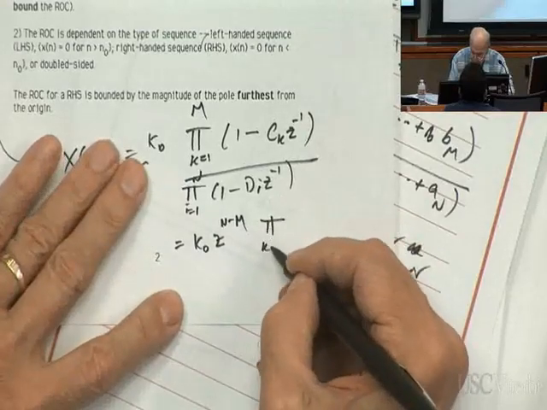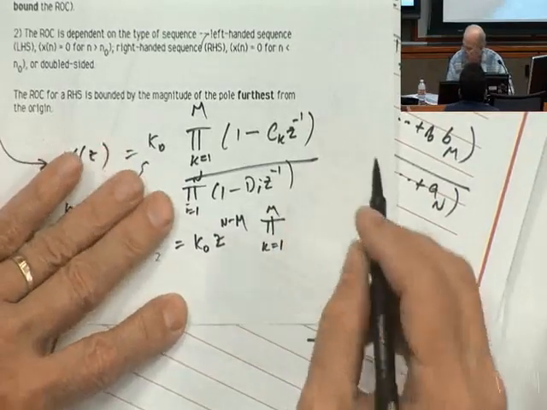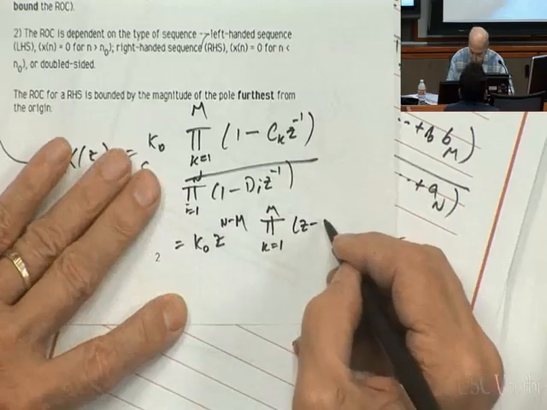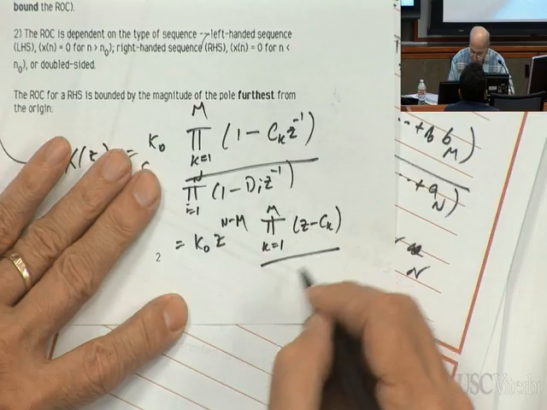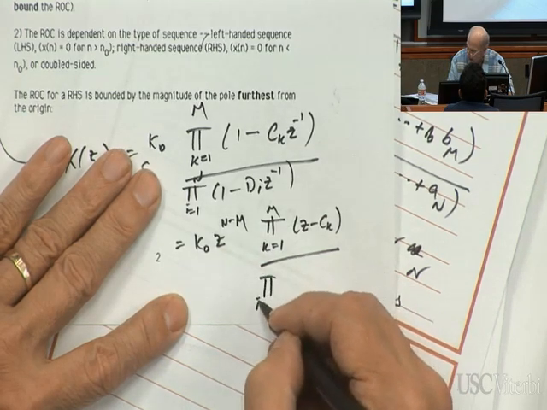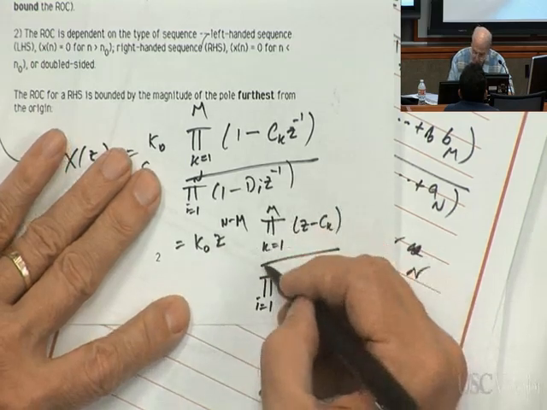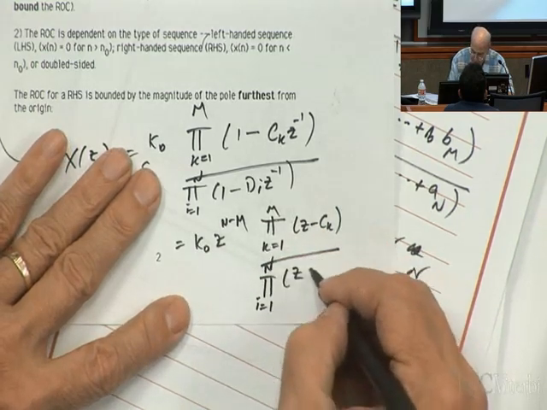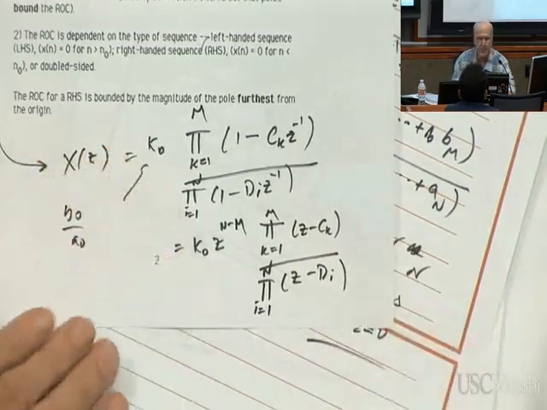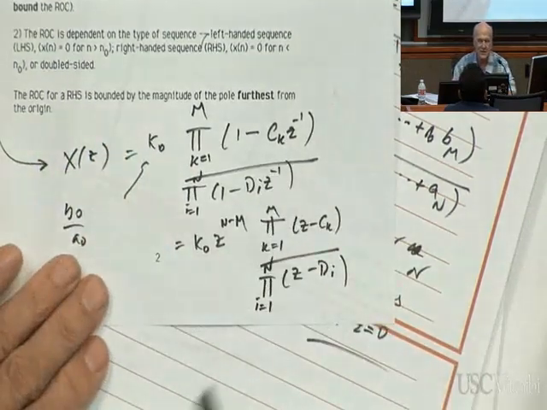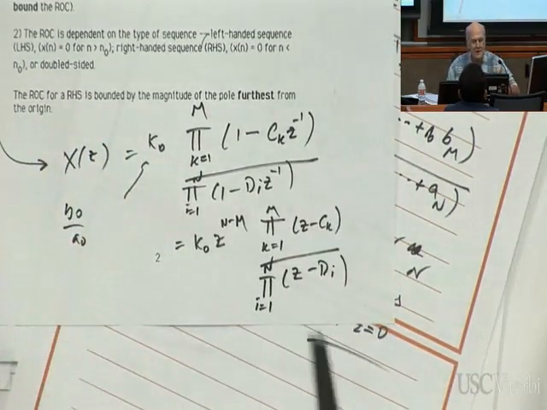Product k equal 1 to m of z minus c sub k, divided by product i equal 1 to n of z minus d sub i. So basically what I'm doing is factoring out the z inverses so that you now have positive powers.